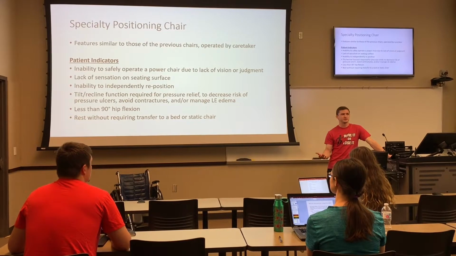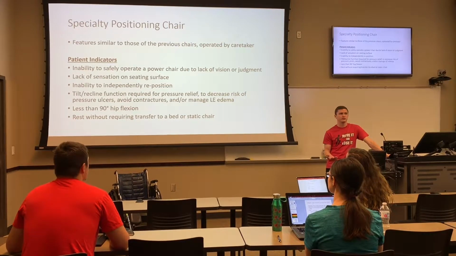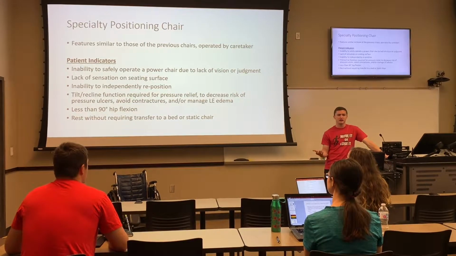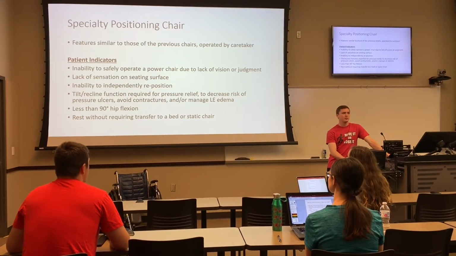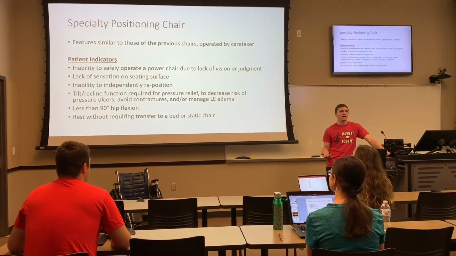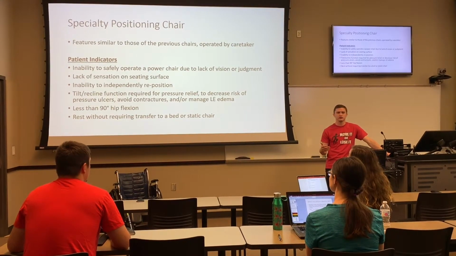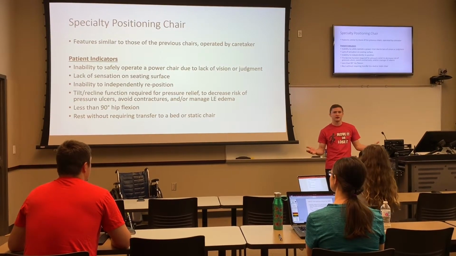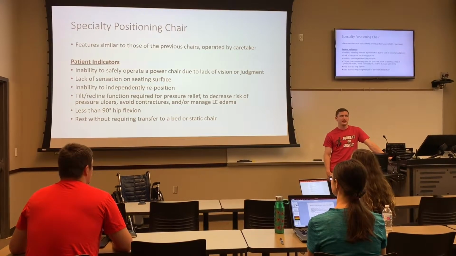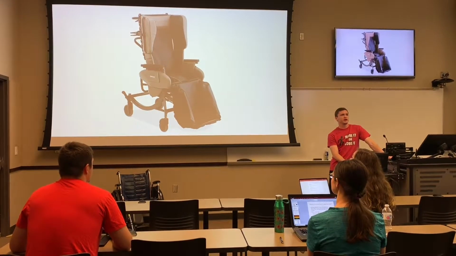And lastly, we have specialty positioning chairs. The features on these are similar to the other chairs. They have a lot of external support, but they're not power operated due to the patient's lack of vision or judgment to operate the chair. And so they're typically operated by an external person like a caretaker or family member. With these, patients typically don't have the ability to reposition themselves independently. They often need help. And so these chairs often offer the ability to tilt or recline to relieve the pressure, as they're typically wheelchair bound for the entire day. So it decreases the risk of pressure ulcers and joint or muscle contractures, and it helps manage the lower extremity edema. And so here's a picture of those chairs.